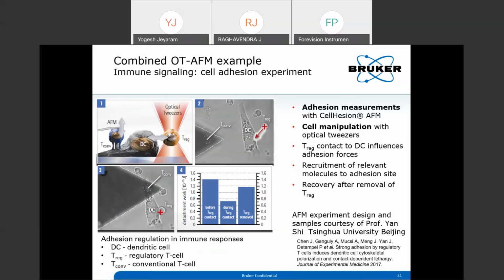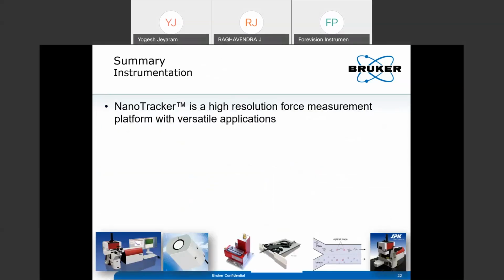So how the T cells, dendritic cells, and the various cells in your body interact, what kind of relationship they have with one another, what kind of regulatory mechanism they have with one another. The biologists know a lot about them. They have done many experiments to understand it. And now you can test many hypotheses or understand these concepts in a deeper way, right? That's the idea. So just to summarize, Nanotrack is a high resolution force measurement platform with versatile applications. So extremely low noise, right?